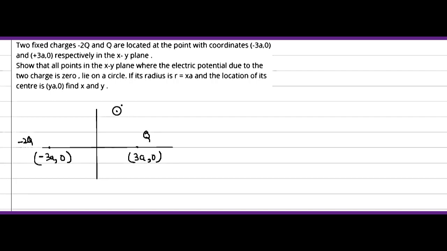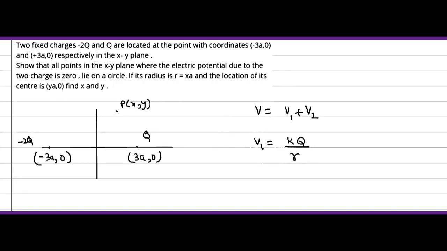Now at any arbitrary point P, which has coordinates (x, y), what would be the total potential? It would be due to both of these charges. So we say that V would be equal to V1 plus V2. Now what would be the value of V1? Due to a point charge, its value is very simple: K times Q divided by R. In general, this is our V, the potential at any point.